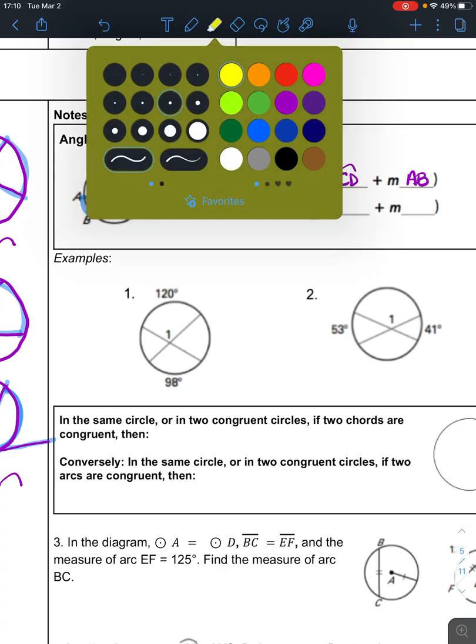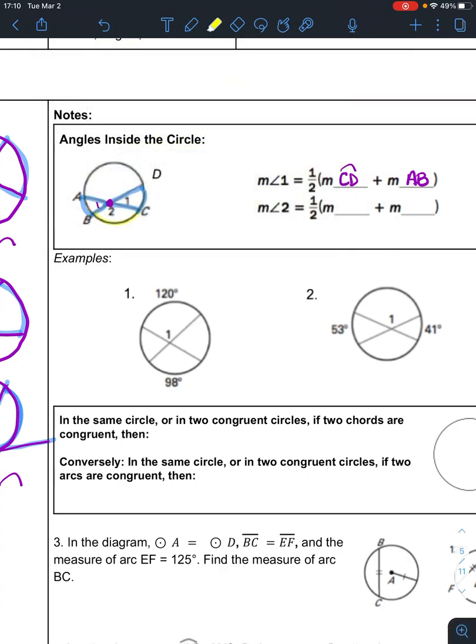Then if you look at angle 2, it has the same situation. Here's angle 2. It intercepts BC, but on the flip side, it also intercepts AD. And so we would do the same thing. We would average those two arcs, AD plus BC. One of the ways you can remember it is I look at it like this is a plus sign. I don't know, maybe that helps you to remember to add. You'll have an equation, but I think it's just easier to know it.